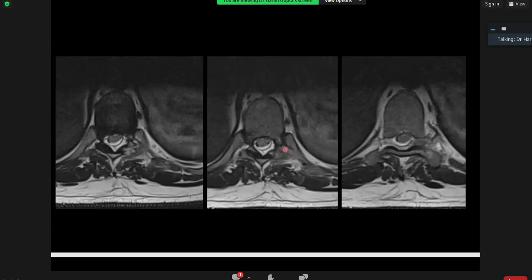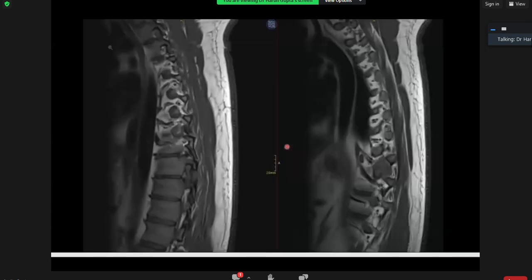Basically, we see abnormality on the MRI in the facets. So how do we look at it? We see that the abnormality is centered at the facet joint, which is erosion, and there's a large soft tissue component. So is it a tumor? Is it something else? Well, we don't think so.